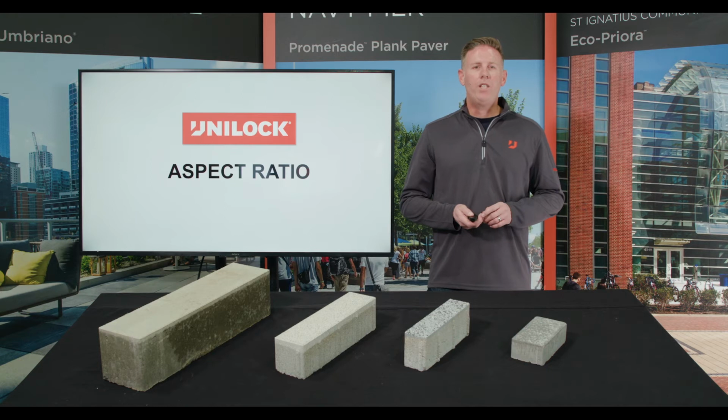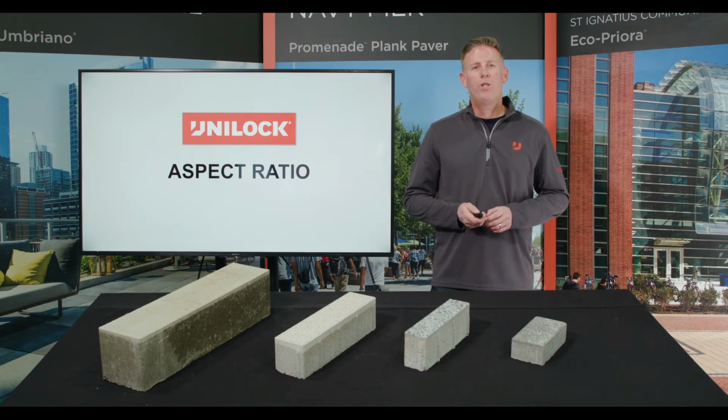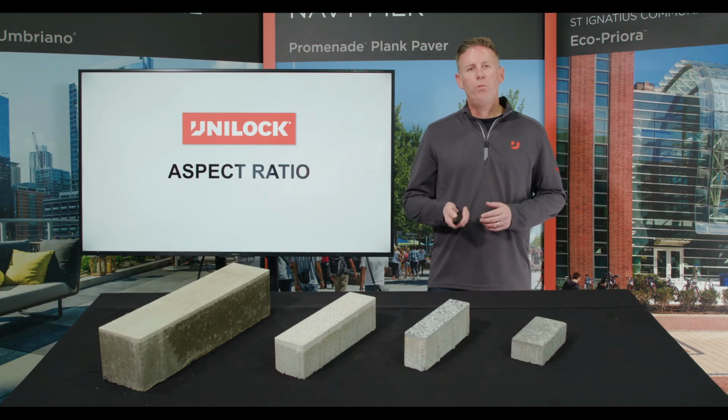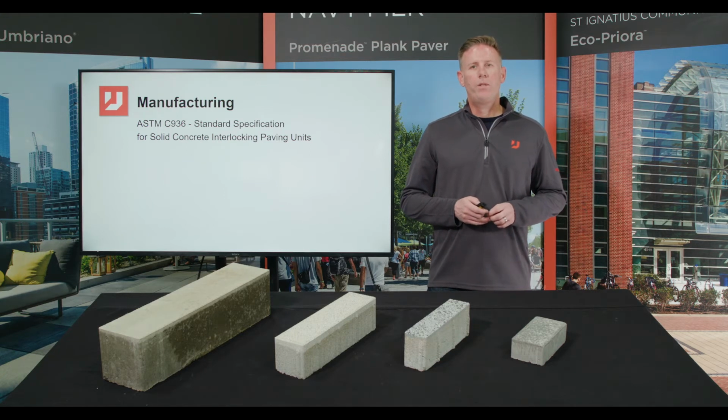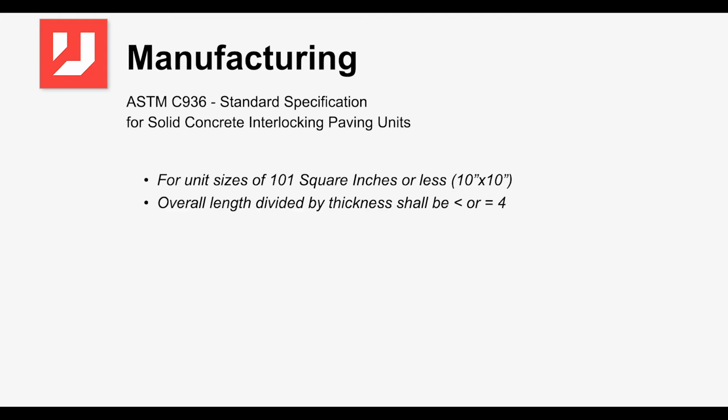Now we're going to talk about aspect ratio and why it's important to consider aspect ratio for your heavy-duty industrial pavements. The American Society of Testing Materials sets forth the C936 standard for standard specification for solid concrete interlocking paver units. It has to have a maximum size of 101 square inches or less, with an overall length divided by thickness less than or equal to 4:1, so it means the 4:1 aspect ratio, and we'll talk about that here in the next few slides.